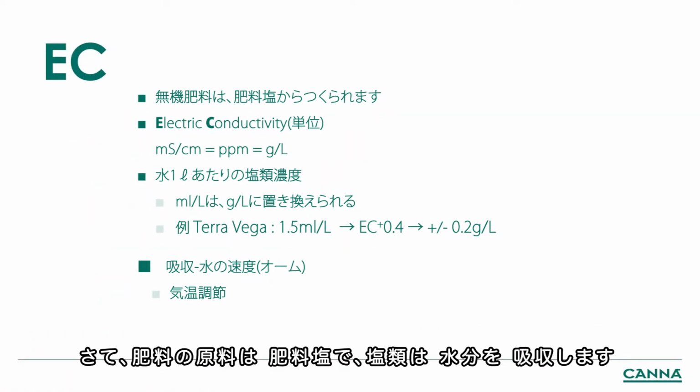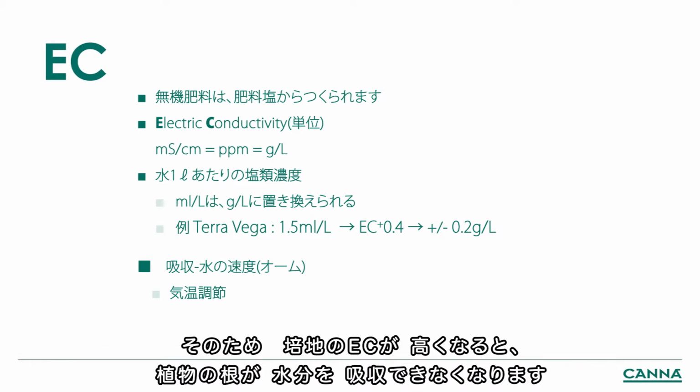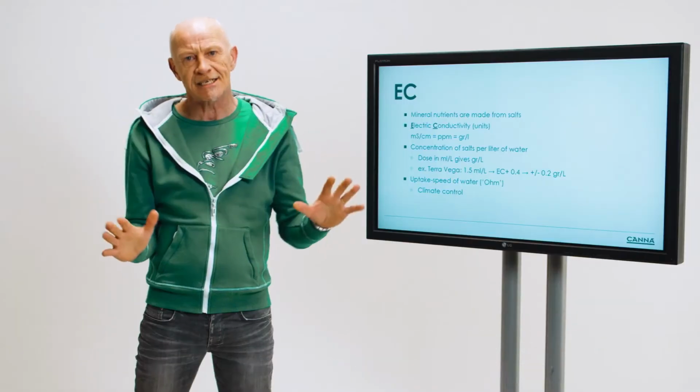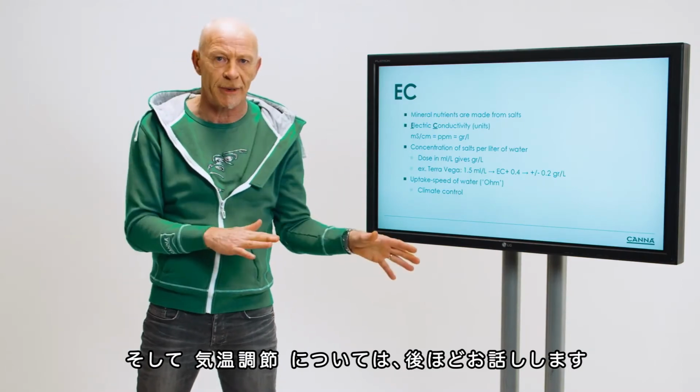Although we can measure the speed of it or the amount, it's easier to translate it in grams per liter. Nutrients are made from salts, and a characteristic of salt is it attracts water towards it. It means for the root, for the plant, it's harder to take the water out of the substrate when the EC is higher. The salts in the substrate prevent the water from releasing it to the plant. But that's climate control, that's another topic.